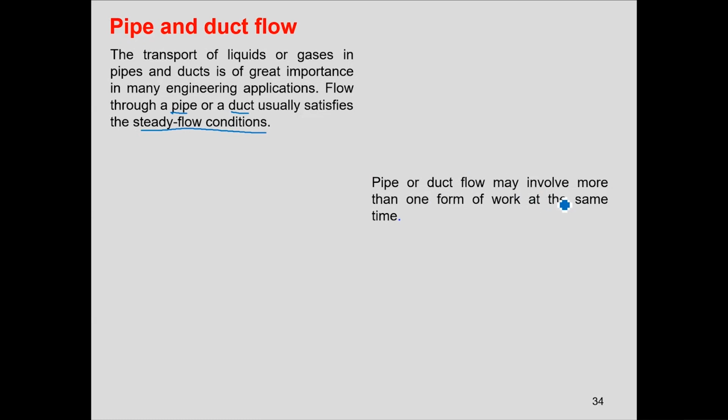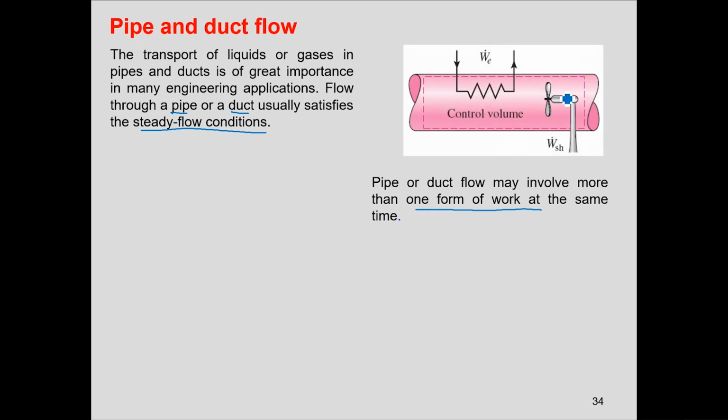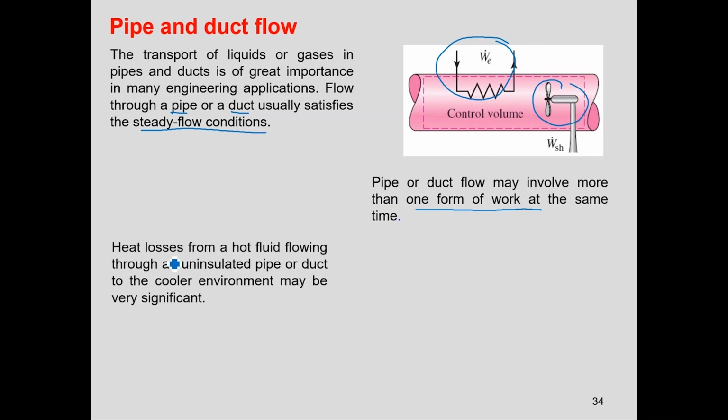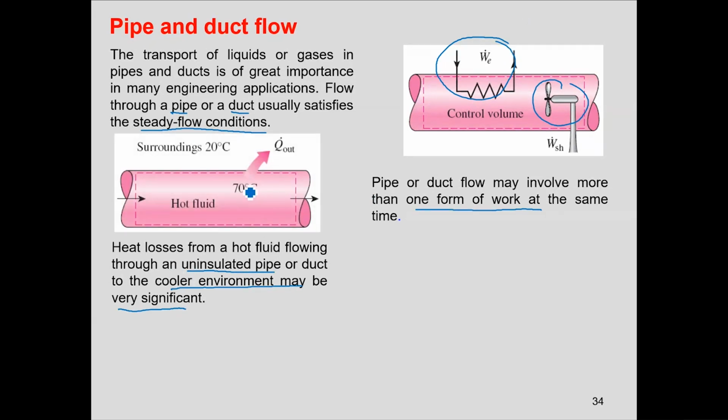So pipe or duct flow may involve more than one form of work at the same time. So there is shaft work, there is electrical work, both of the work could be involved. Heat losses from a hot fluid flowing through an uninsulated pipe or duct to a cooler environment may be significant. There is heat transfer associated with the hot fluid, which is surrounded by an atmosphere which is at lower temperature, and there is no insulation. So, in such a case, there could also be heat transfer involved.